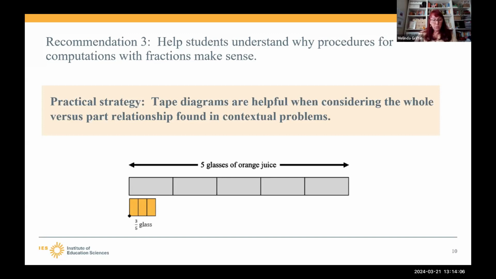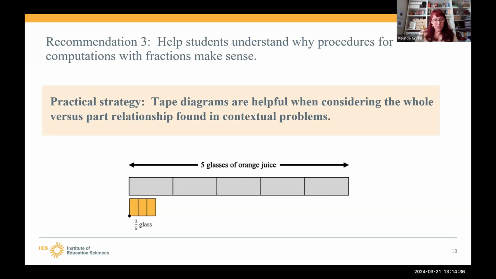We know that using real-world context with plausible numbers is helpful to students because as they make a connection of the context with the math itself, students will have a greater chance of retaining knowledge of what that computation means. So you see here a problem where students are thinking about, this is a common problem you would see. There's 5 glasses of orange juice. If a serving size is 3/5 of a glass, how many servings of orange juice do we have?